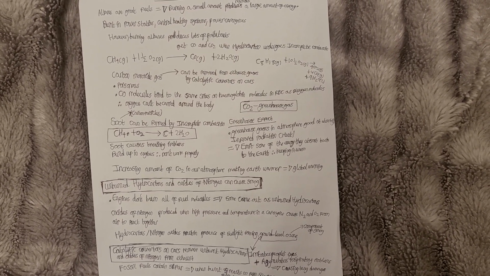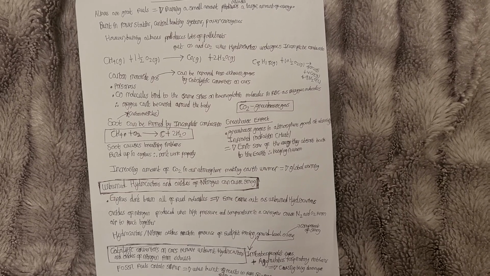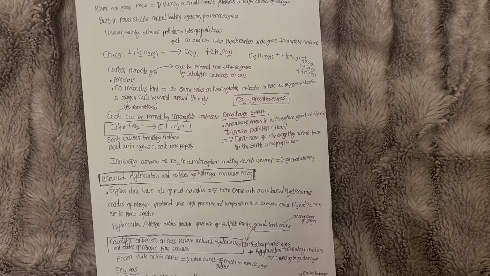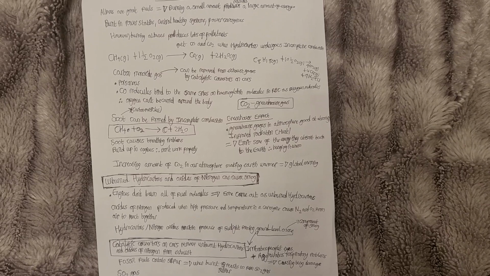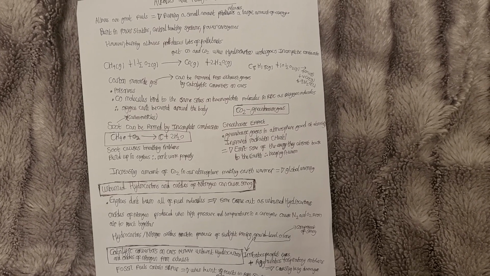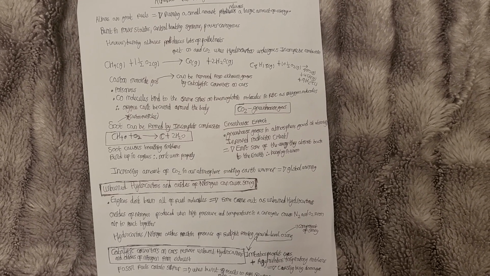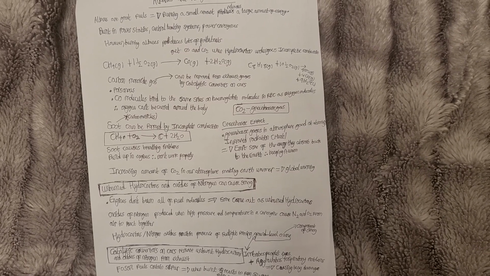Soot, carbon particles, whatever you want to call it, can be formed by incomplete combustion. CH4 plus O2 would form C plus 2H2O. Soot causes breathing problems. It builds up in engines, therefore they don't work properly.